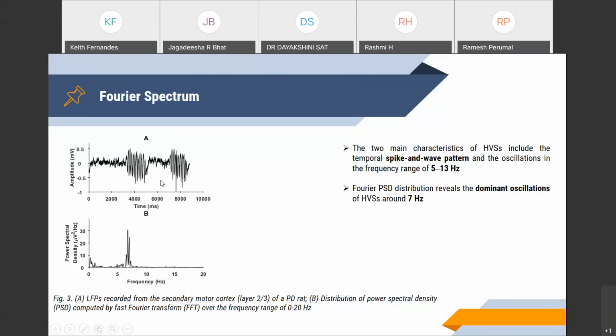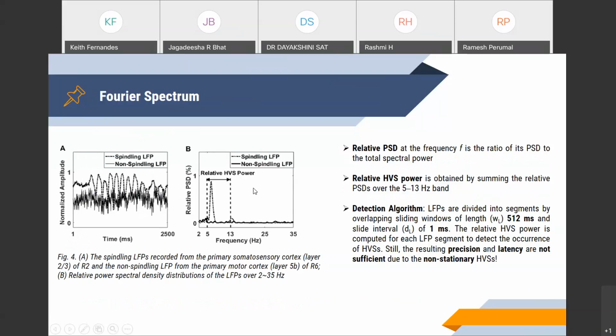But when we apply this Fourier transform over different high voltage spindles from different regions and rats, we find that the dominant oscillation is around 7 Hz. Of course, they may have multiple peaks in the 5 to 13 Hz range, but the dominant oscillation is around 7 Hz. So the main characteristics of high voltage spindles include the spike and wave pattern. We already know from the temporal representation that the high voltage spindle exhibits a beautiful spike and wave pattern, and the oscillations are in the 5 to 13 Hz range. Spectral features.